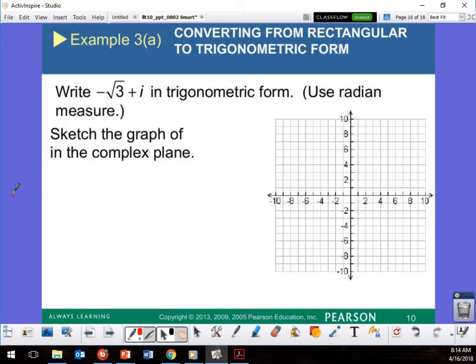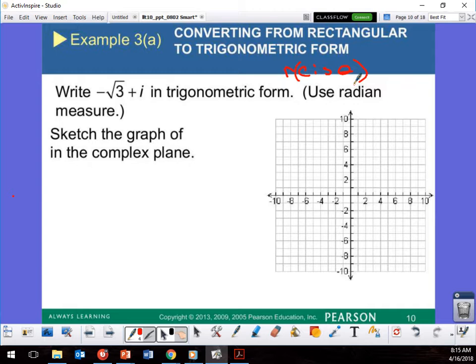Okay, so this morning we're finishing up 8.2. Now, this one right here, converting from rectangular form to trigonometric form. Now, the trigonometric form is the cis. So trigonometric form looks like r cis of theta. Do you remember what cis stands for? Cosine i sine. Cosine i sine.